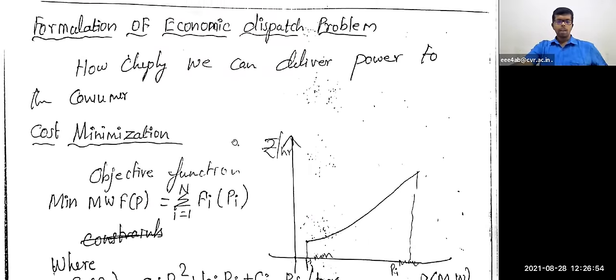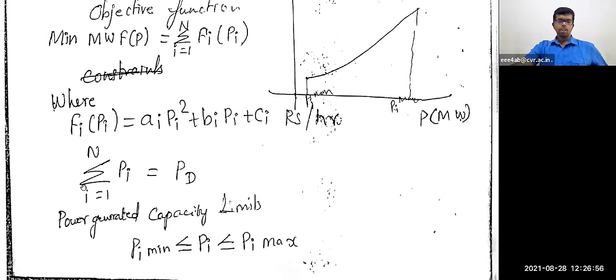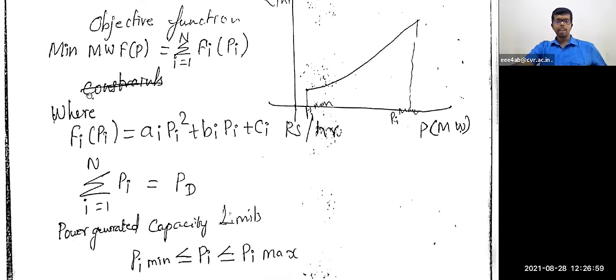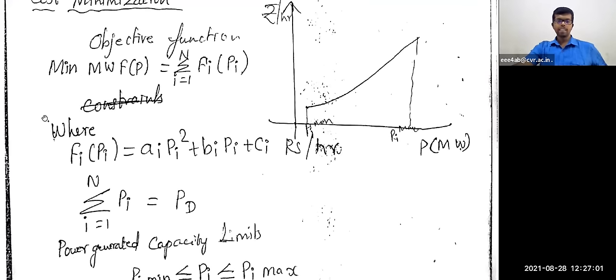Next, you have to come to the constraints. So we have formulated the objective function subject to constraints, subject to power balance constraint. So what is power balance constraint? You have to define here. Whatever the power generation, that equals the demand. So this also you have to write: Fi of Pi is nothing but ai Pi squared plus bi Pi plus ci, rupees per hour.